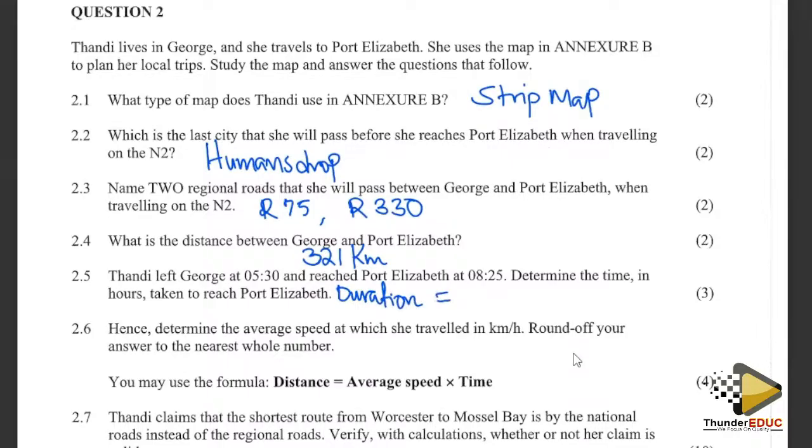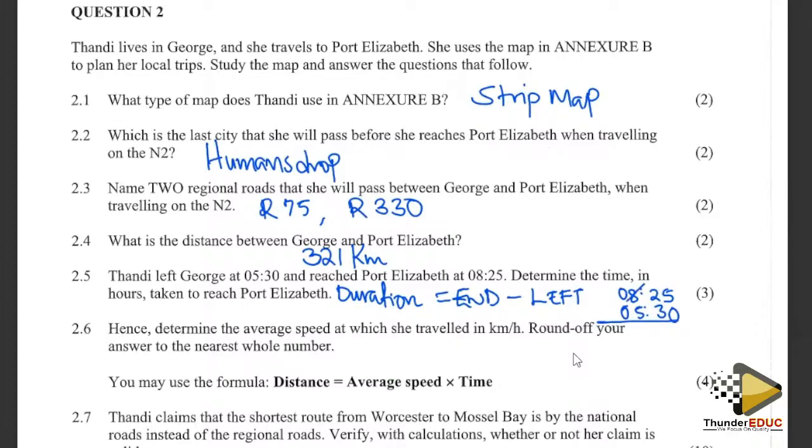Duration. So this will mean the end time or the arrival time minus the departure time, the time when someone left, or the end time minus the starting time. So this simply means it will be 8:25 minus 5:30. In this scenario, it's too much. 25 cannot subtract 30. What do we do?